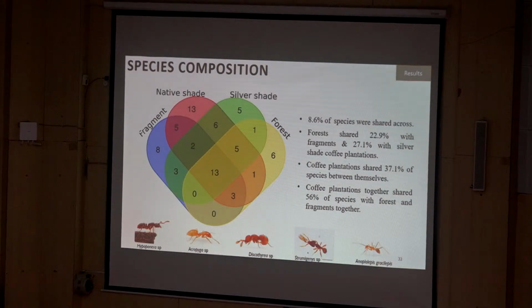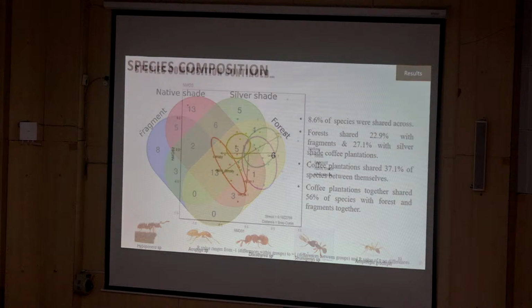Coming to the species composition part, 8.6% of the species were shared across all the land use types, and coffee plantations shared 37% of the species between themselves. And coffee plantations put together shared 56% of the species with forest and fragments put together. This index says how many species these coffee plantations have from the original landscape of forests and fragments.